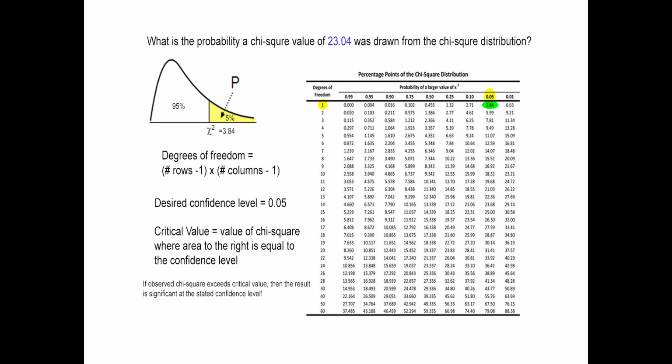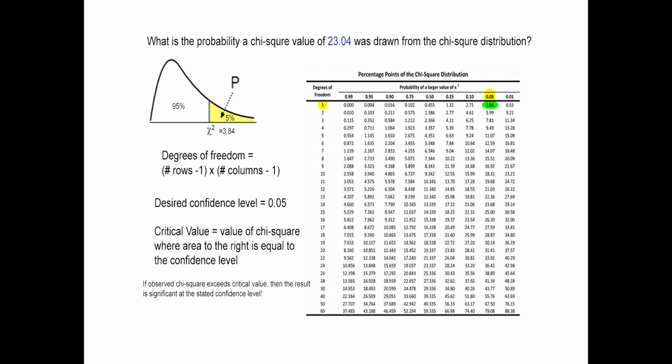You can, of course, pick different confidence levels and get different values by picking different columns in the table. Let's say you wanted to look at the 90% confidence level. You can move over to the column to the left of our 0.05, and that gives you a value of 2.71, which means that if you hit 2.71 or higher, you're at the 90% confidence level.